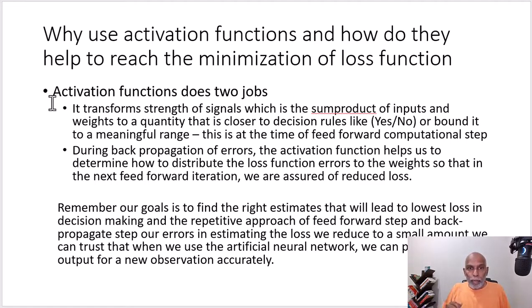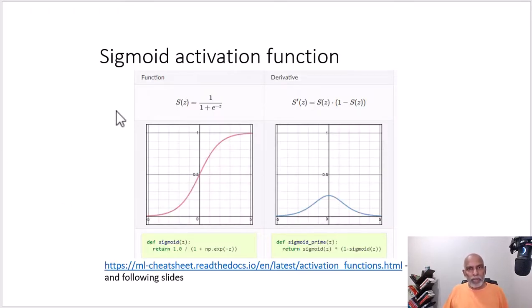So during the back propagation process, the activation function helps us to determine how to distribute the loss function errors to the weights, so that in the next feed forward we are assured of reduced loss. Okay, so those two purposes are achieved by the activation function, and it's very important. That's what helps us in actually creating a wonderful neural network solution that works. But there are many activation functions that one can use, and now I'm going to quickly discuss those important activation functions. Sigmoid activation function is one of them.